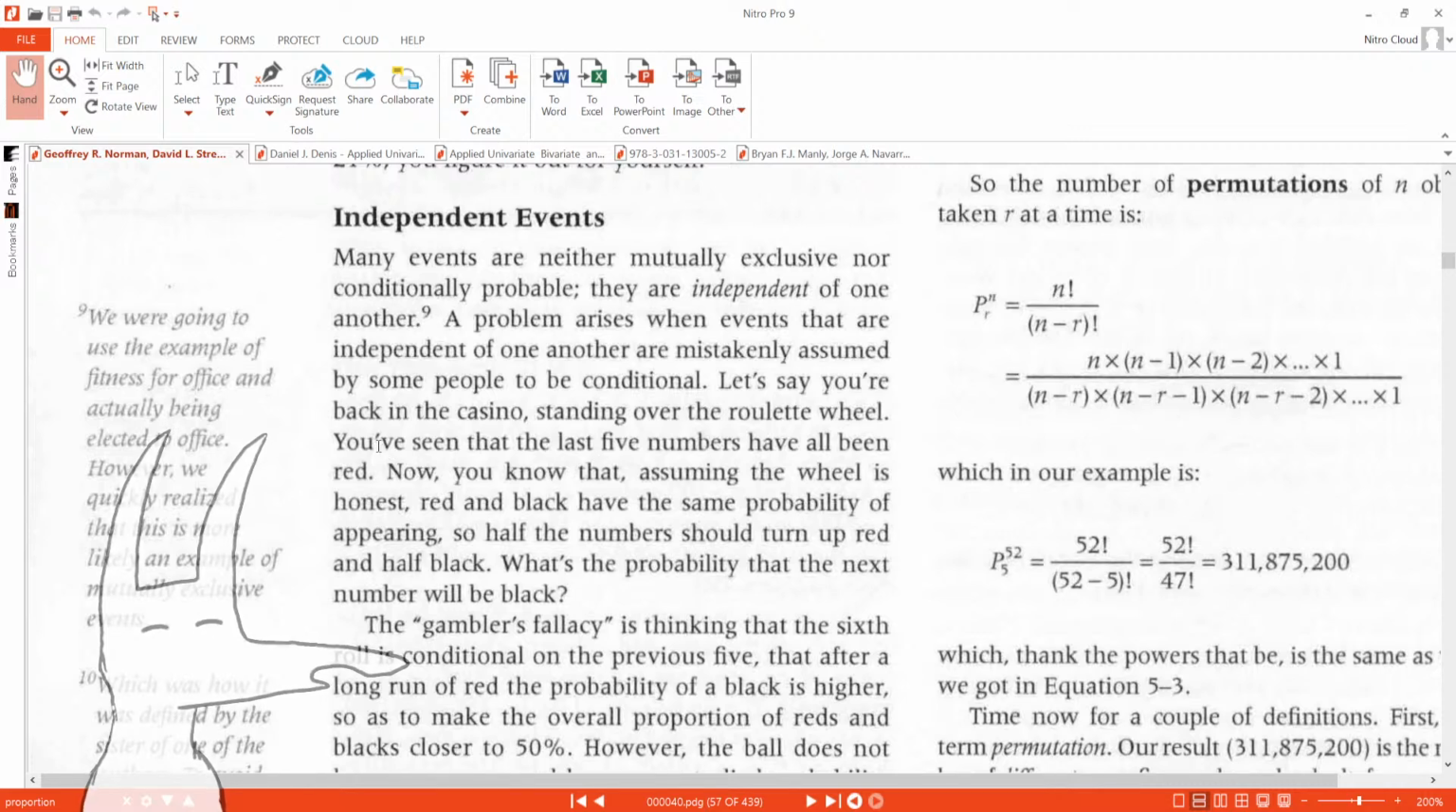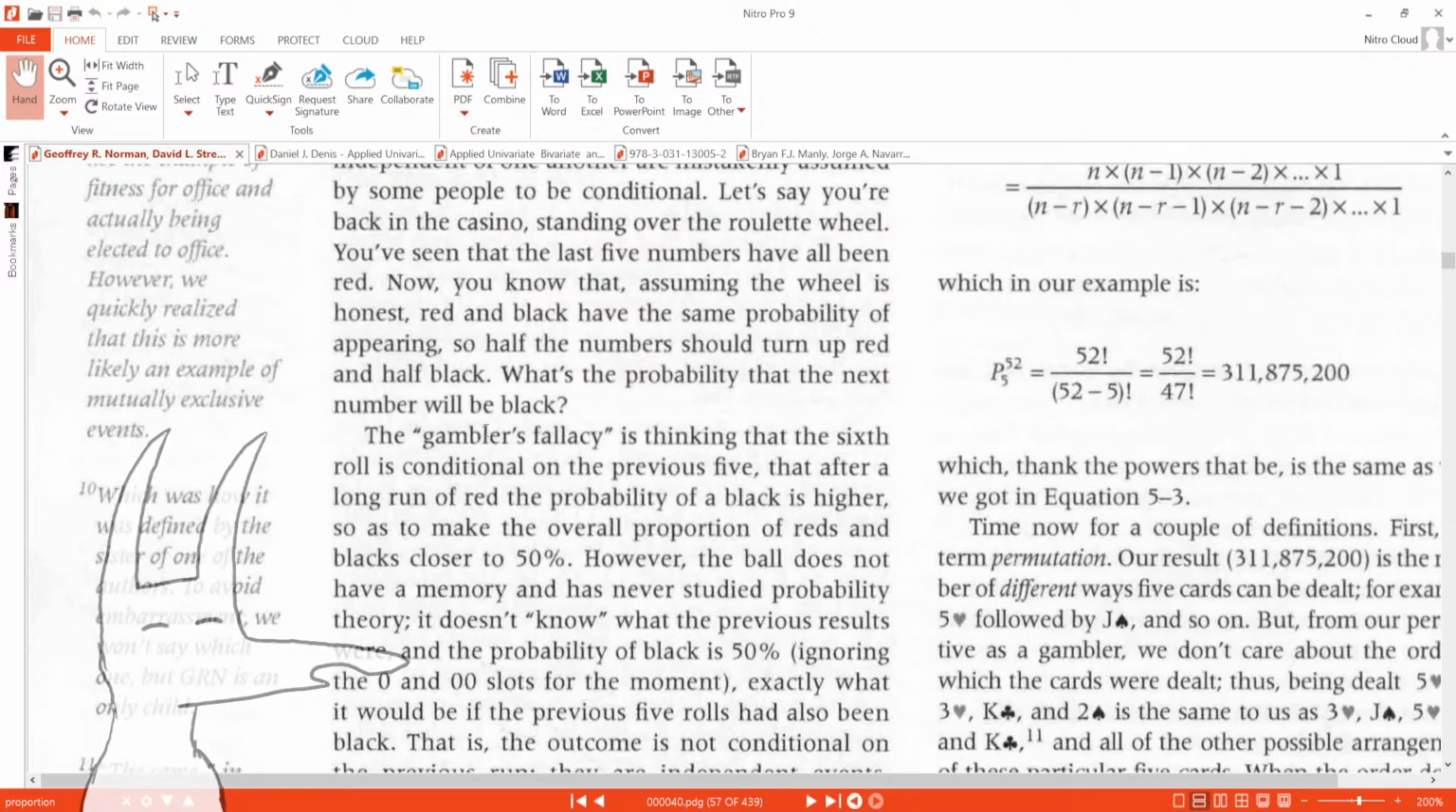Yeah, you've seen that the last 5 numbers have all been red. Now, assuming the wheel is honest, red and black have the same probability of appearing, so half the numbers should turn up red and half black. What's the probability that the next number will be black? Yeah, the gambler's fallacy.